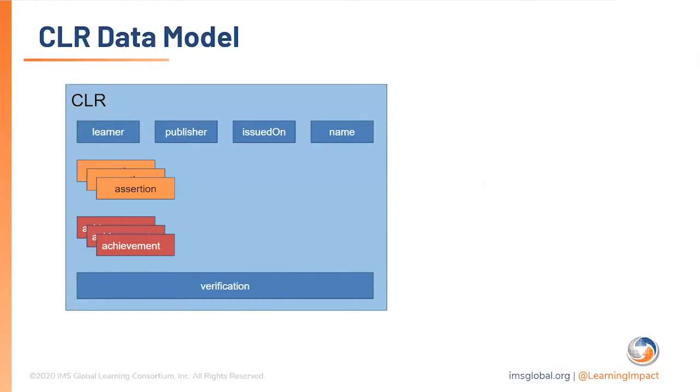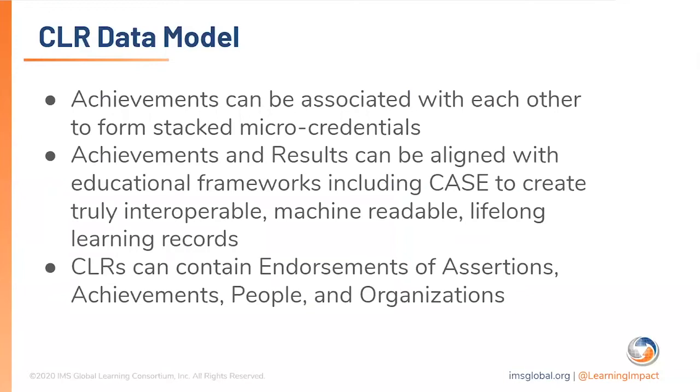Pulling it all back together, you'll remember that a CLR has a learner, a publisher, an issue date, a name, a set of achievement assertions, and verification instructions. Achievements can be associated with each other to form stacked micro-credentials. Achievements and results can be aligned with educational frameworks, including CASE, to create truly interoperable, machine-readable, lifelong learning records.